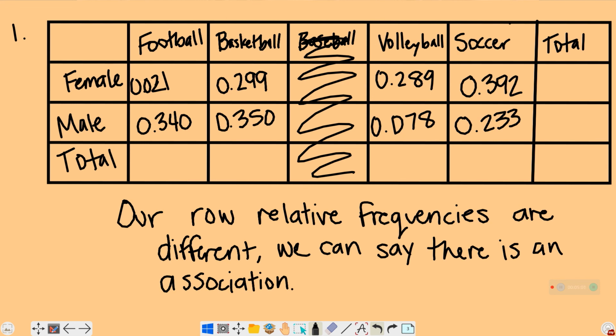If they came out to be similar, like 0.34 and 0.33, those are super close. So we can't say that there would be an association because males and females would both like football the same amount. But because they're different, it seems like males prefer football and basketball, and females prefer basketball and soccer, because those are the ones that are the highest. So there is an association between gender and the sport that you prefer. If they're the same, we would say there's no association. So now you're going to do the same process with number 2 and number 3.